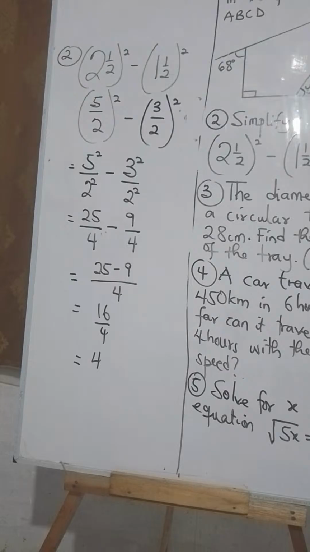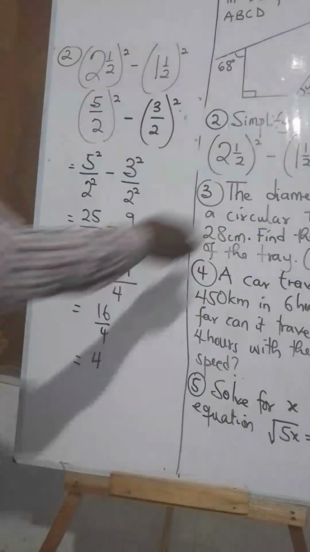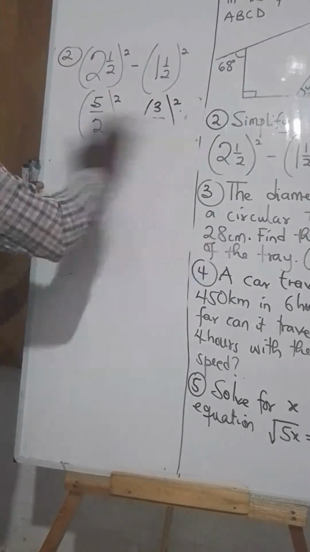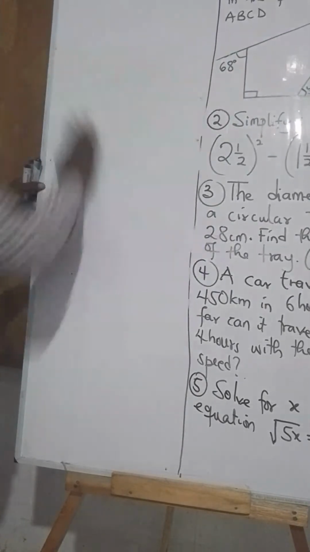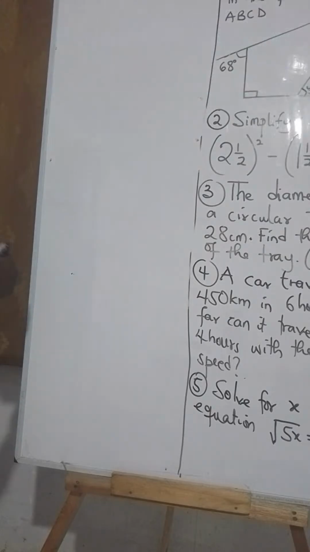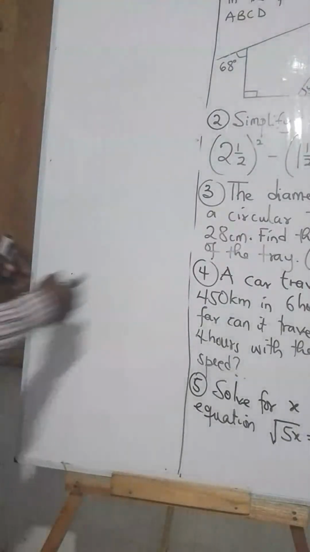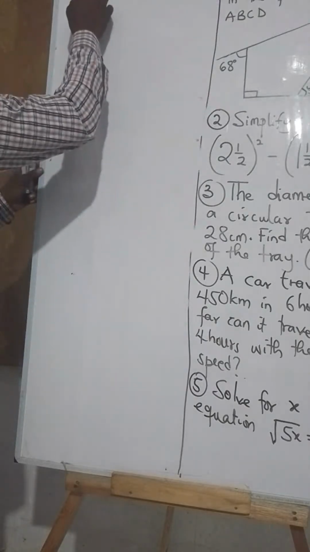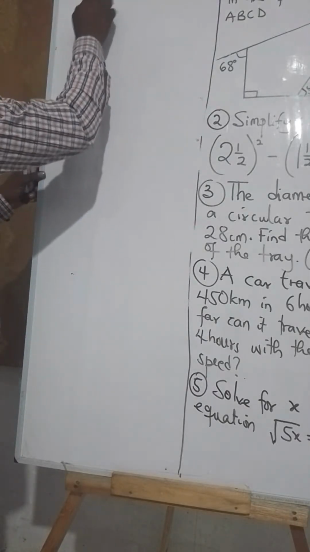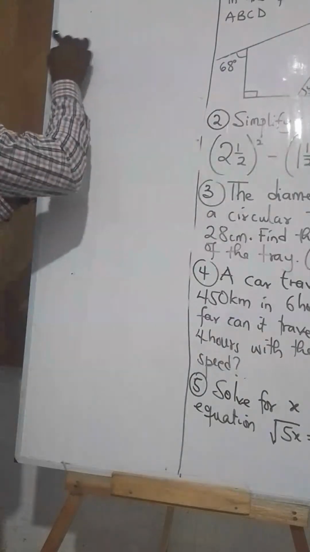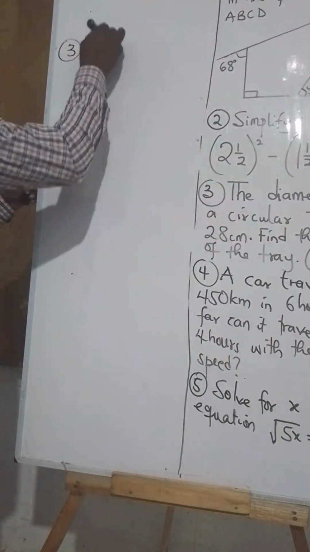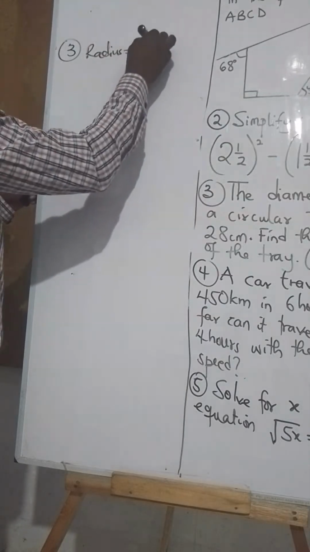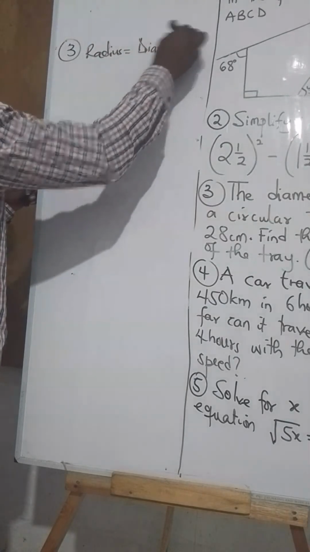So we want to look at the next question, which is a circle. Here we have the diameter. Since we are given the diameter, we need the radius. The radius equals diameter on 2.